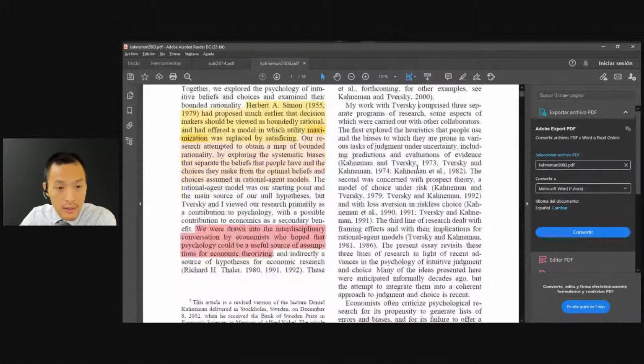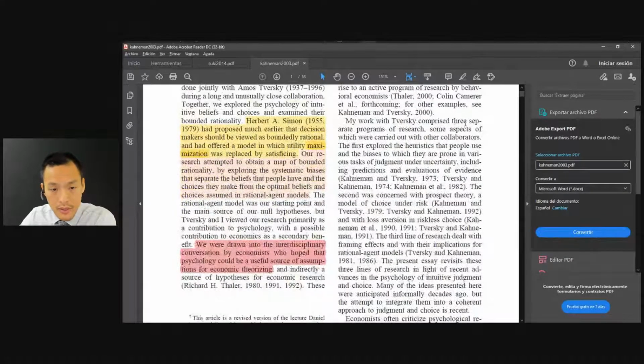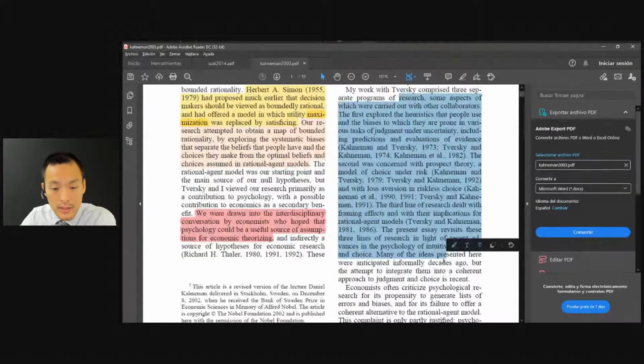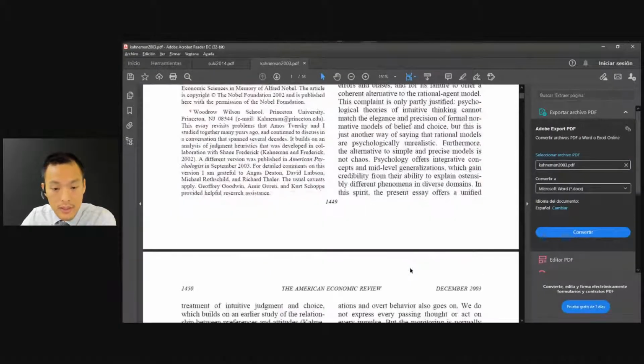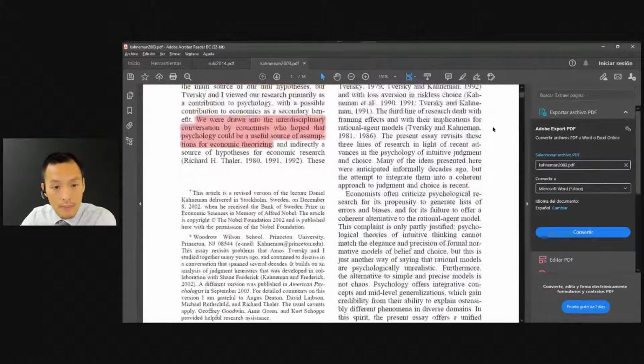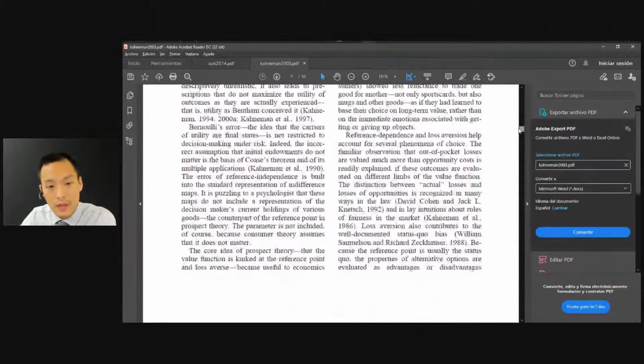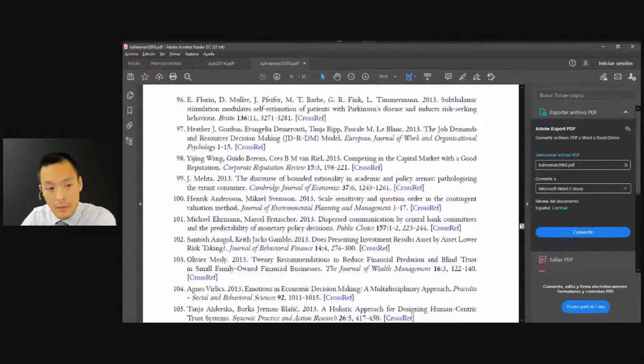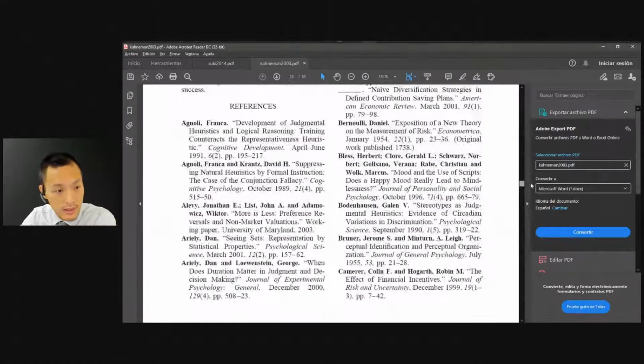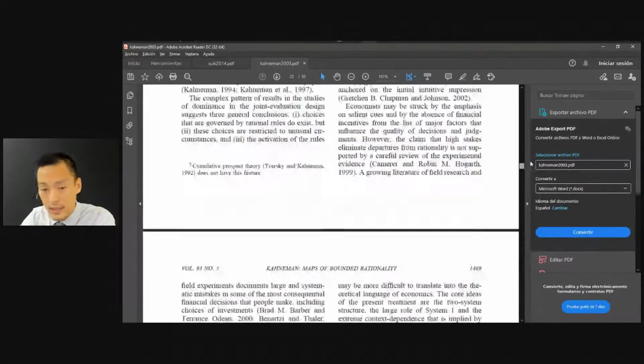So then they move on to say that my work comprised of like 3 separate programs, blah, blah, blah, which is not that important. But notice that for the content, this is not a very long paper. It's just about, let's say, 22 pages, right?